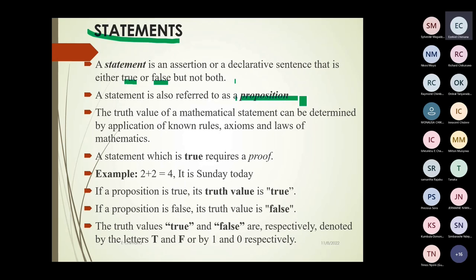So when you are talking about propositional logic, we are talking about statements, right? Because a proposition is also a what? A statement. So you can use these words interchangeably. So the truth value of a mathematical statement can be determined by application of known rules, axioms, and laws of mathematics. So a statement which is true requires a proof. So if a statement is true, it requires a proof to prove that it is true.